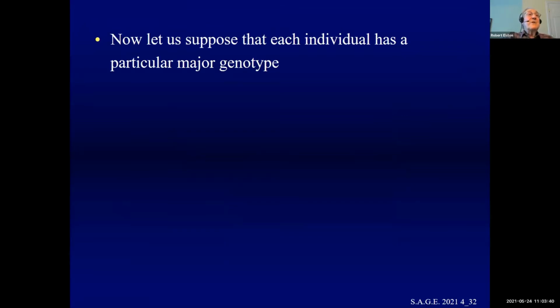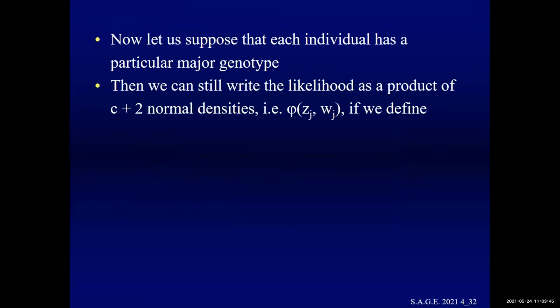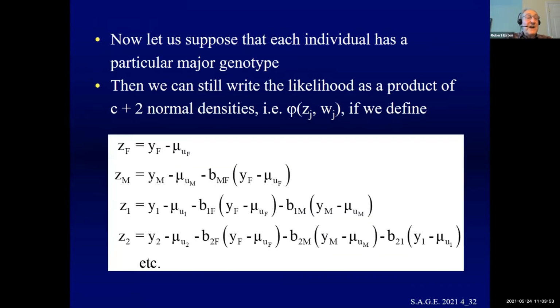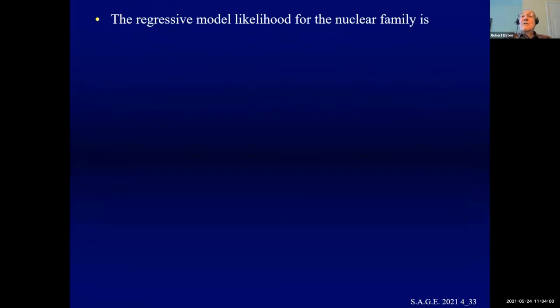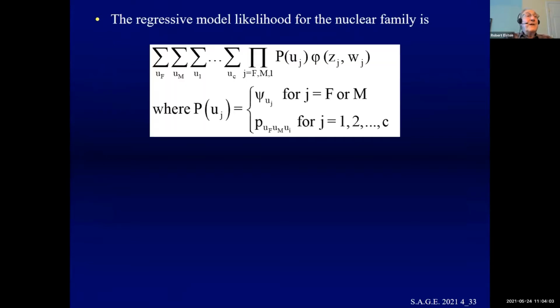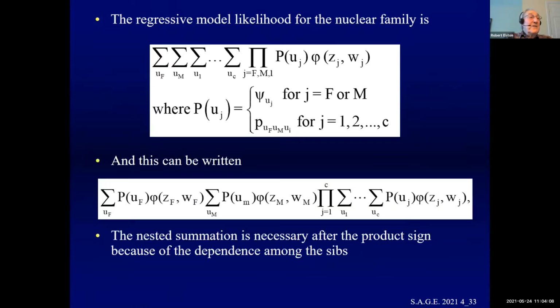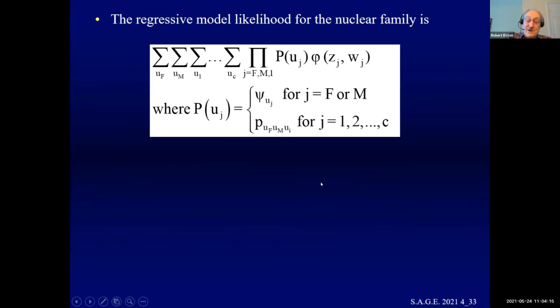So now let us suppose each individual has a particular major genotype. Then we can still write the likelihood as a product of C plus 2 normal densities if we define things the way we've just done. So the regressive model likelihood for the nuclear family is just this. And the point is we could write it this way.